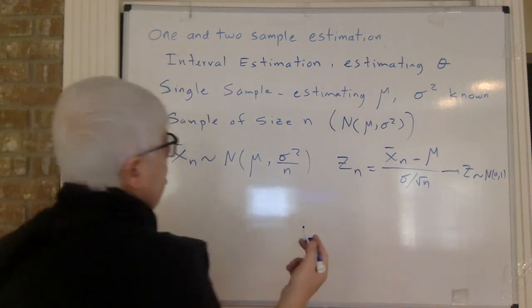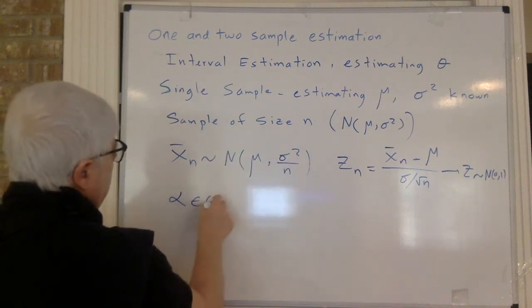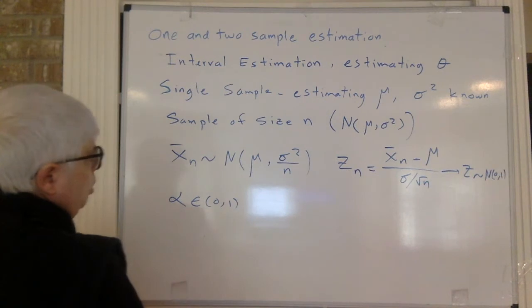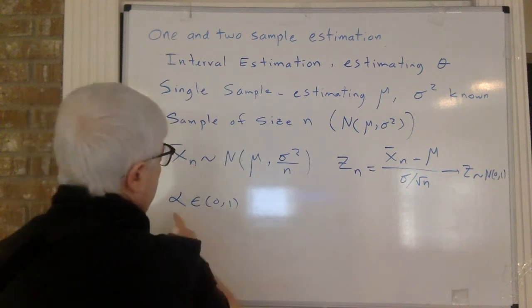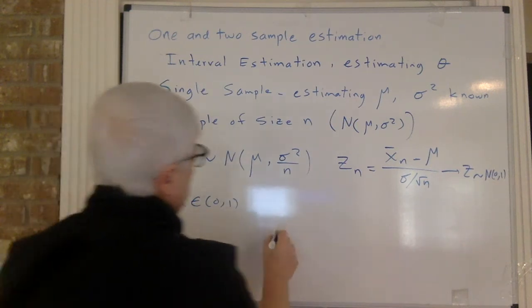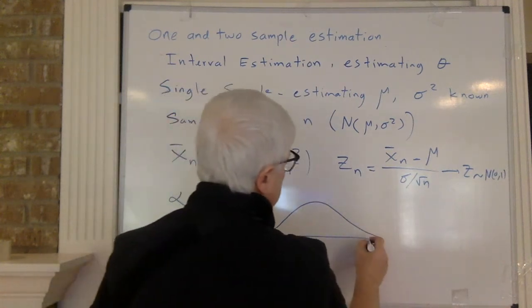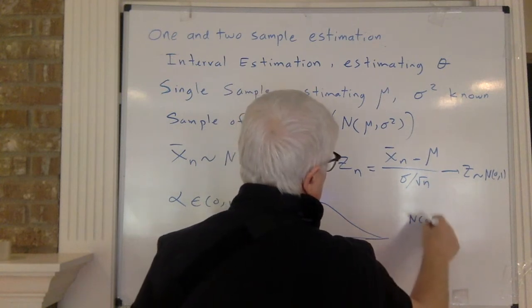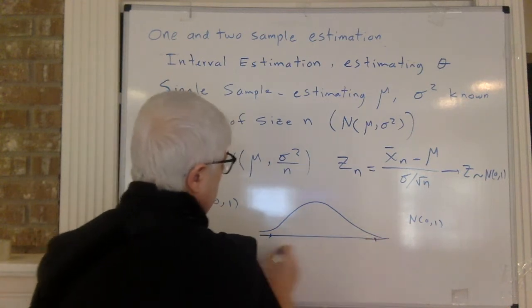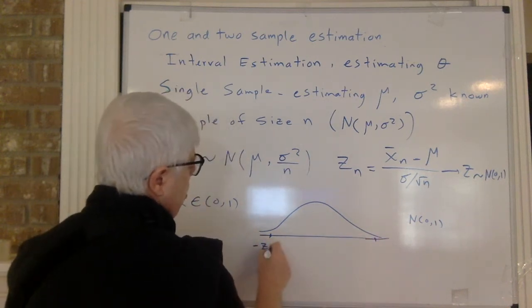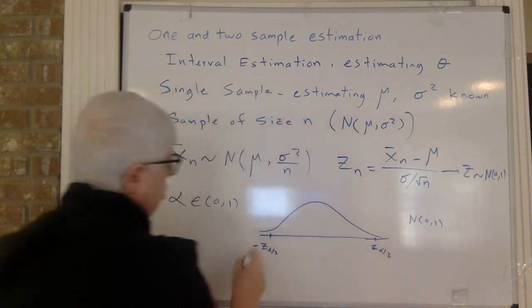Now, given alpha, so alpha is a number between 0 and 1, right? Alpha is a number between 0 and 1, and we do this. We find 2 points. Let me draw N(0,1), say, so that's N(0,1). And we find 2 points here and here. This one is minus z of alpha over 2, and this one is z of alpha over 2. So these are the points.